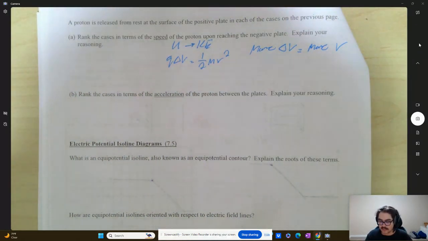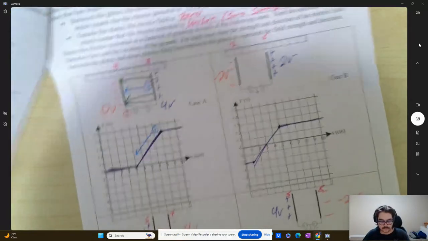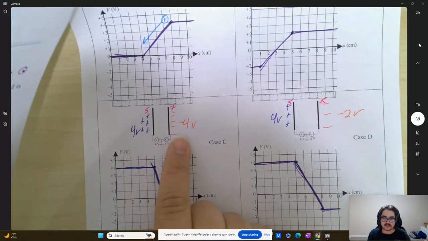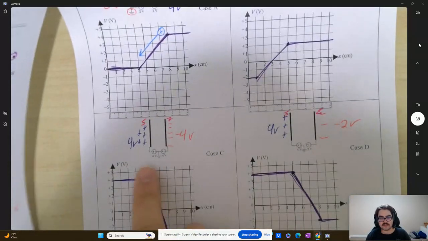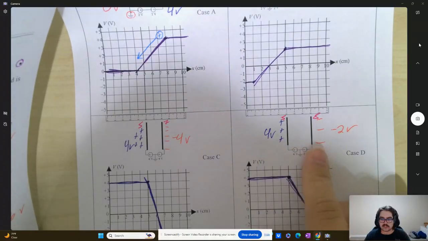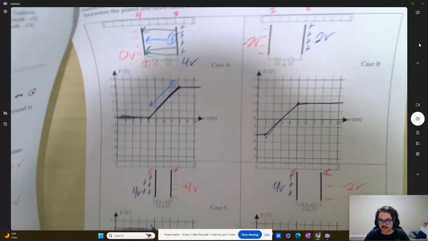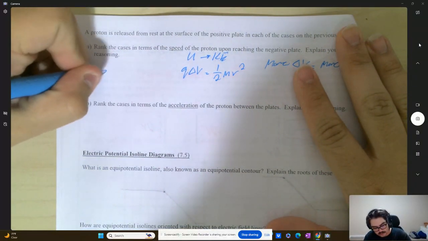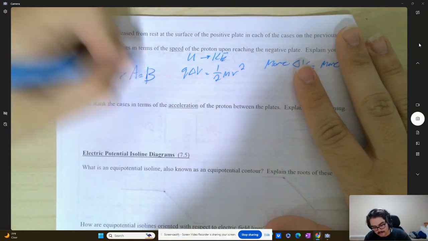So if we take a look at the examples, which one has the greatest delta V? It looks like C has the greatest delta V because it's going from 4 to -4. Delta V is 8 volts, it's changing 8 volts. D is going from 4 to -2. That's a change of 6 volts. This is a change of 4, and this is a change of 4 as well. So it looks like C and D are going to be the first two. C is greater than D is greater than A, which is equal to B.